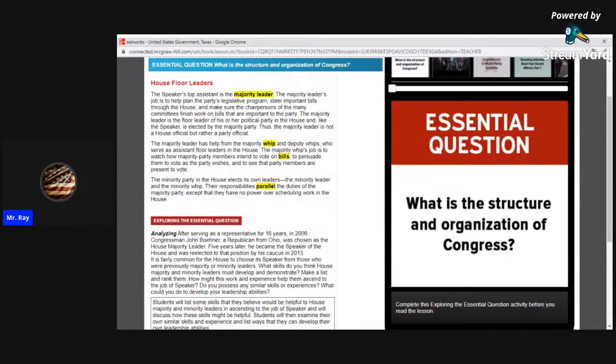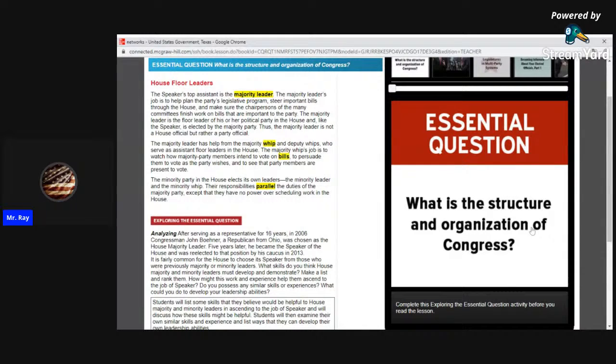And we have the whip, like a whip like that. They help the majority leader. They watch their party and see how people are going to vote. They can persuade people, hey, you should vote for this bill, you should vote yes, you should vote no. So they're on the ground, talking to people and kind of saying which way things should go. And they also make sure people are present to vote. Okay, you need to be here on this day because that's when we're going to vote on something.